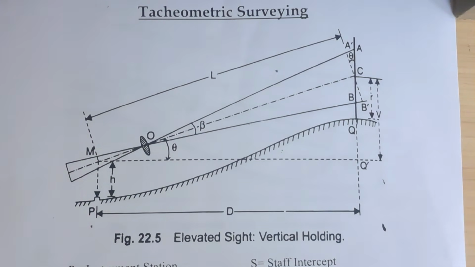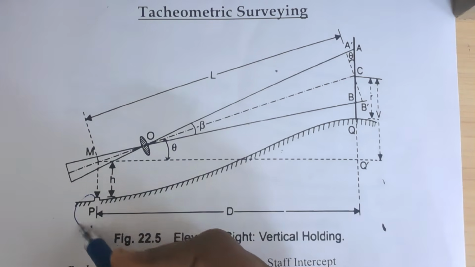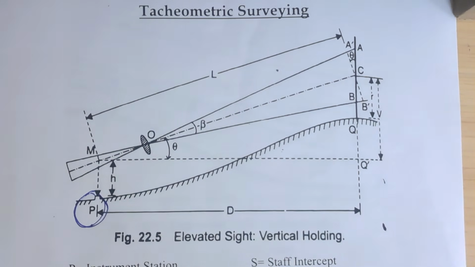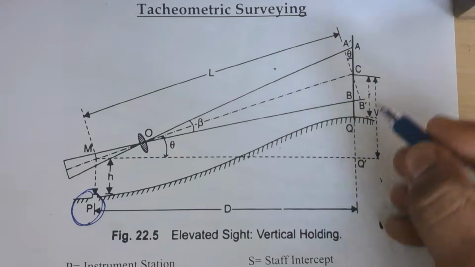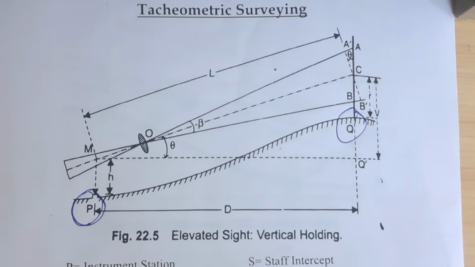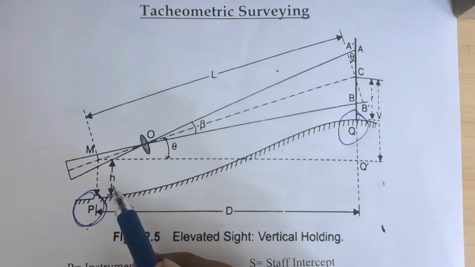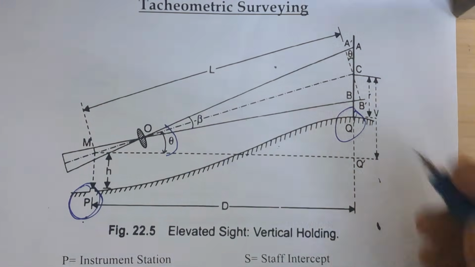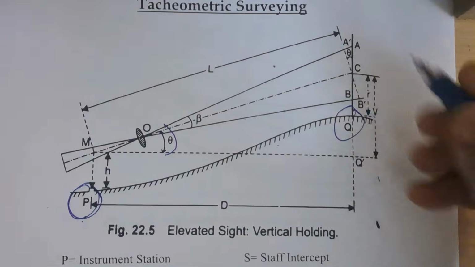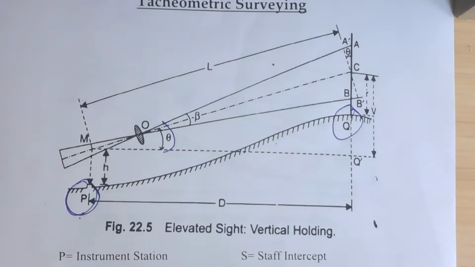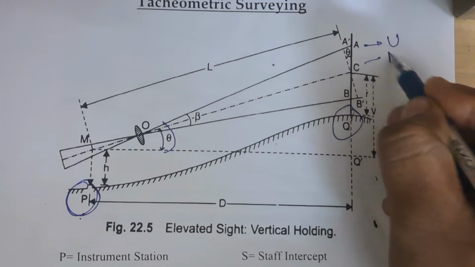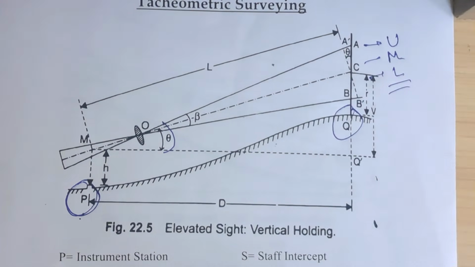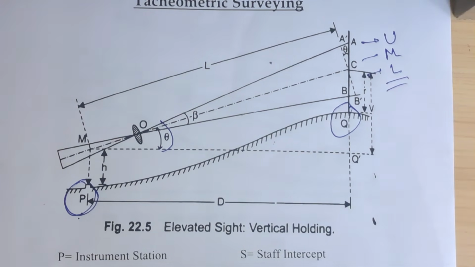So here you can see in the figure that we have an instrument P fixed at the location P, and an object Q, that is the staff location. From the location P we fix our instrument and observe the angle theta, that is the vertical angle. Here we have a leveling staff, and we observe the readings upper, middle and lower from the crosshair, and that will be used to calculate the staff intercept.